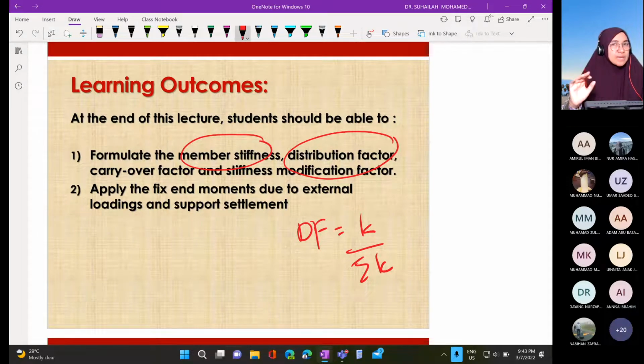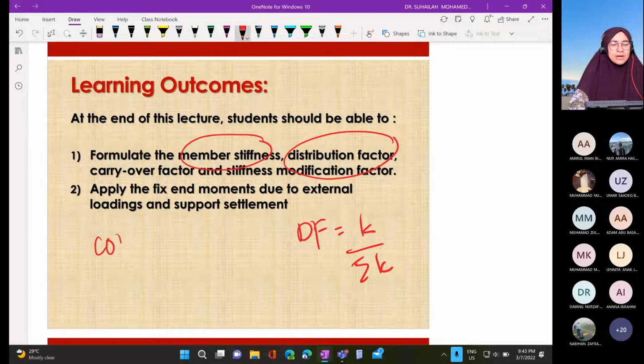The process is done repetitively in the table. Once you do one cycle, repeat a second cycle, then a third cycle, then a fourth cycle, repeating until the moment in the table reaches zero. In the table, the most important thing is the distribution factor, which we get from member stiffness, K. And we have another term called carryover factor. We do not calculate the carryover factor, but we use it.